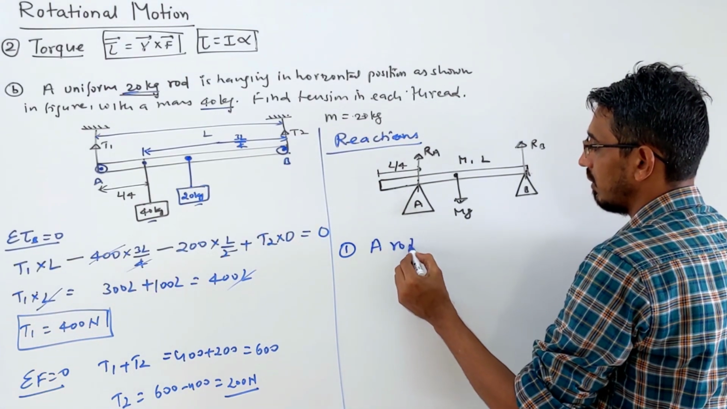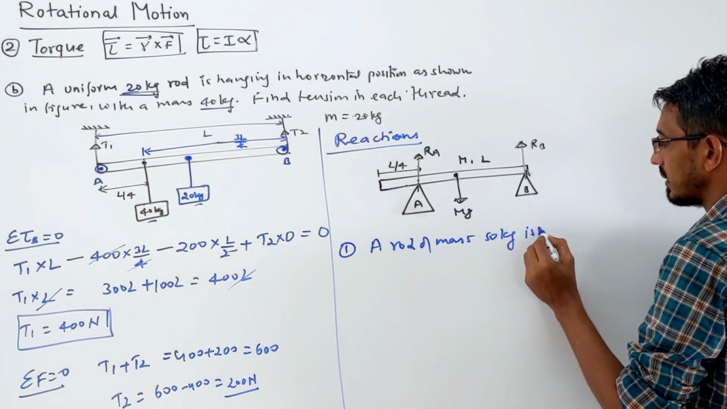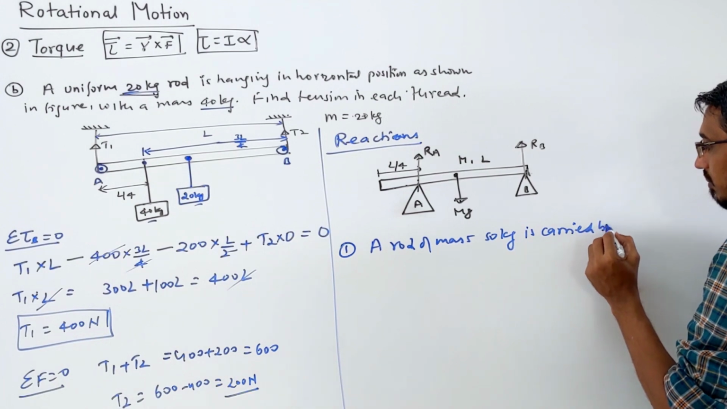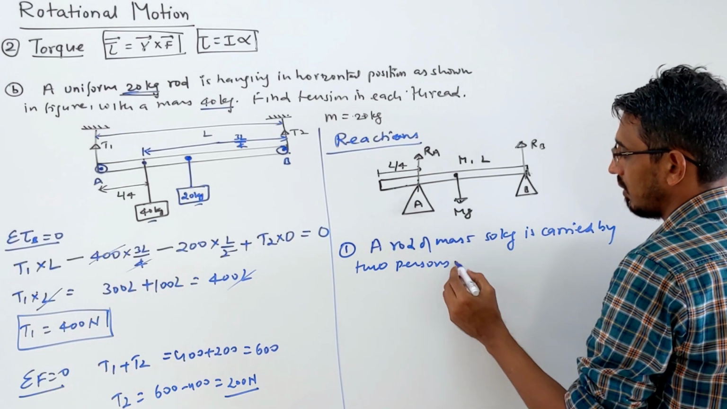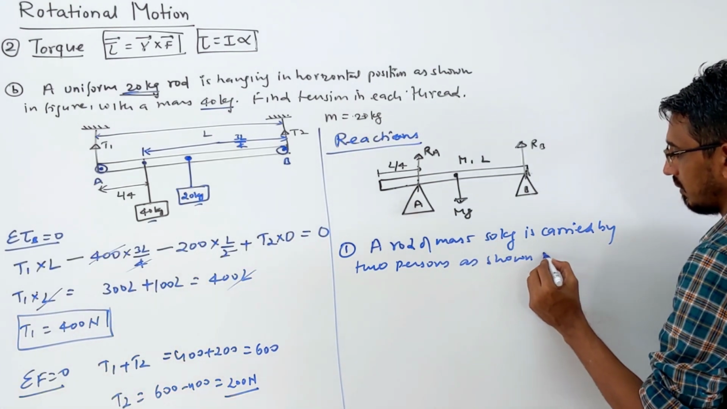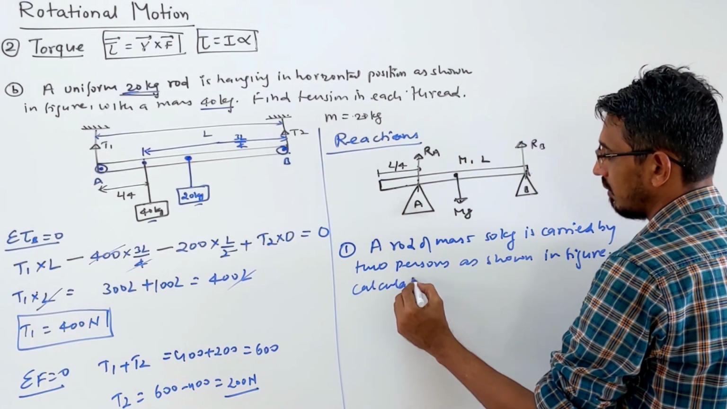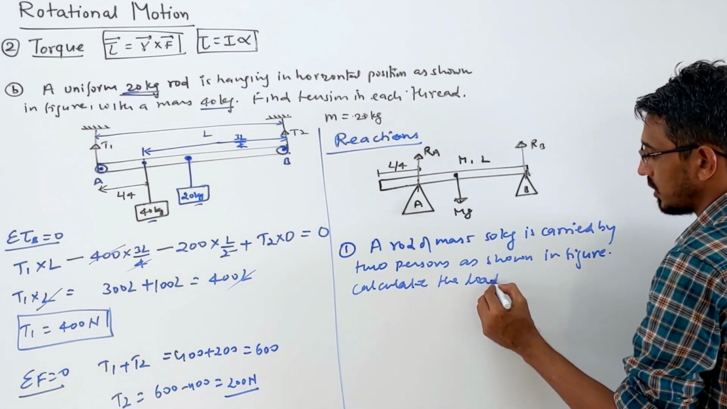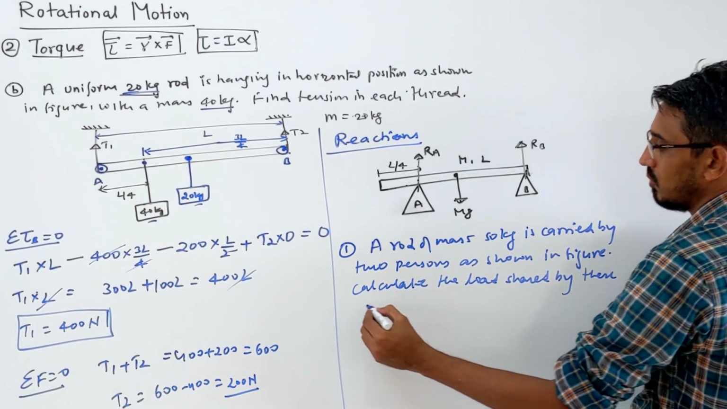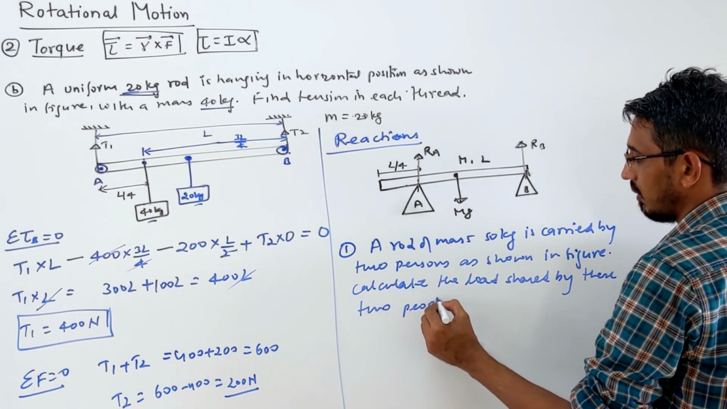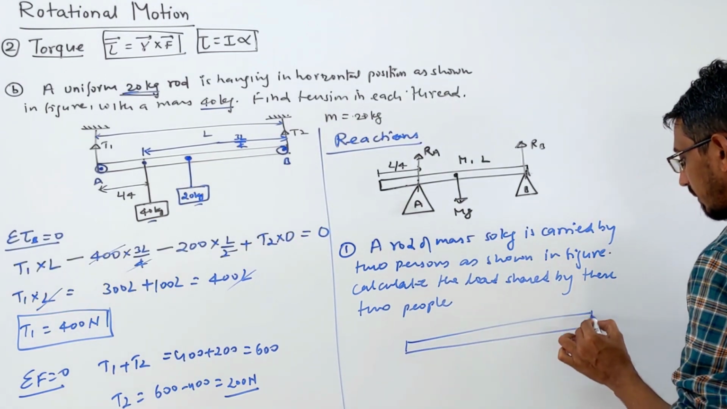A rod of mass 50 kg is carried by two persons as shown in the figure. Calculate the load shared by these two people. So two people are carrying a rod, and some picture will be given like this. This is a rod.